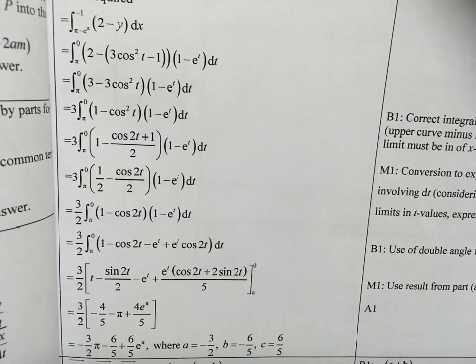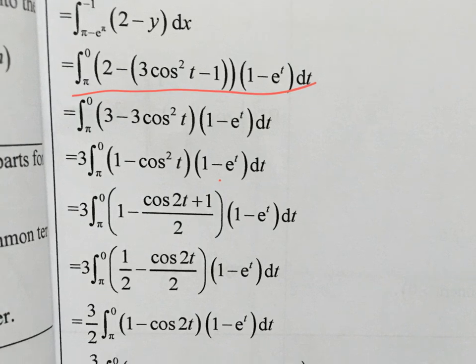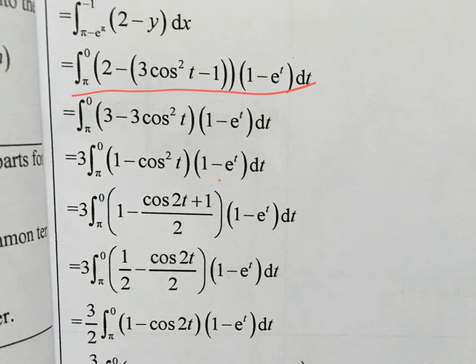All you need to do is to solve and simplify your integral before you go about doing the integration. If you look at what you have earlier on, this is the dx, and this is the 2 minus y, and these are the limits after changing it to be in terms of t. Simplify this, you have 3 minus 3 cosine square t, times (1 minus e^t). Simplify it further, you take out the 3 here, you have 1 minus cosine square t.